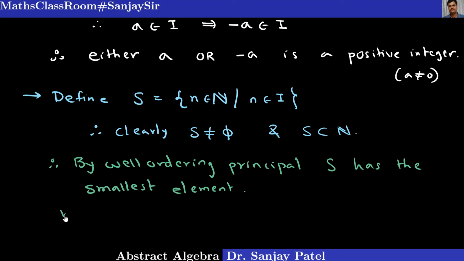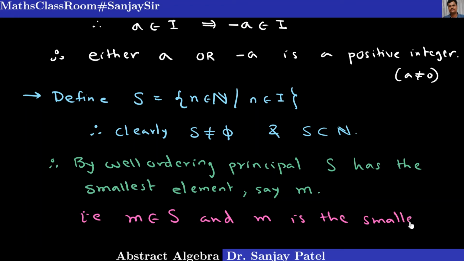By the well ordering principle, S has the smallest element, and let us call it, say, small m. That means this m belongs to S and m is the smallest element of S. Let us call it star.